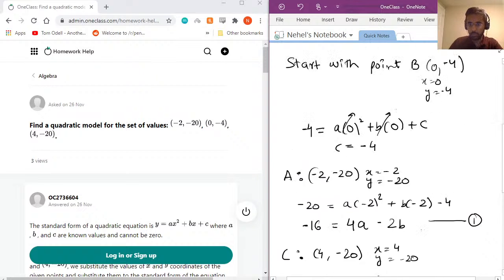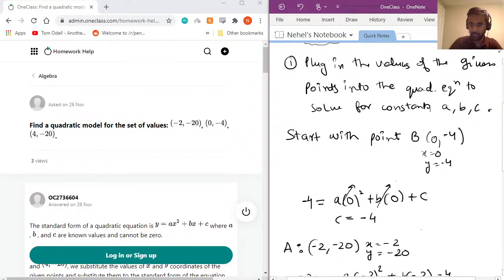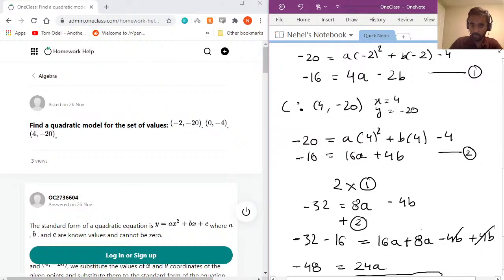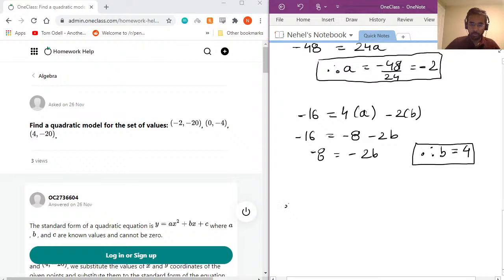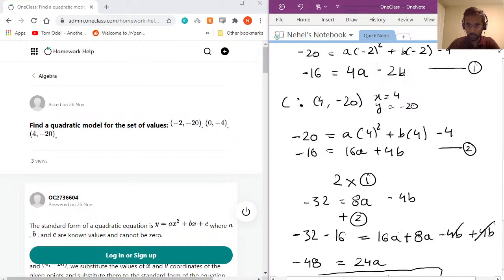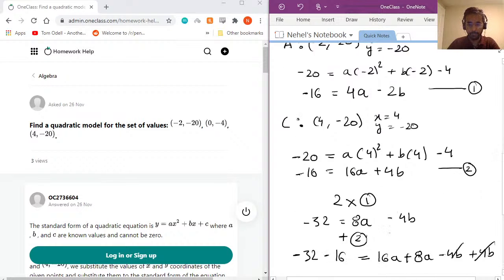Okay, so now since we have the value of a, b and c, we can round up the question. C is negative 4, b is positive 4, and a is negative 2. Therefore our quadratic equation becomes y is equals to a, which is negative 2 x squared, plus b x, so b is 4 x, plus c, and c was equal to minus 4. C was equal to minus 4, yeah.